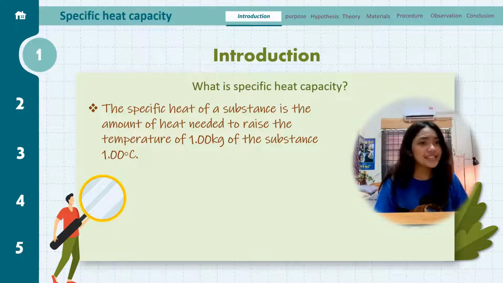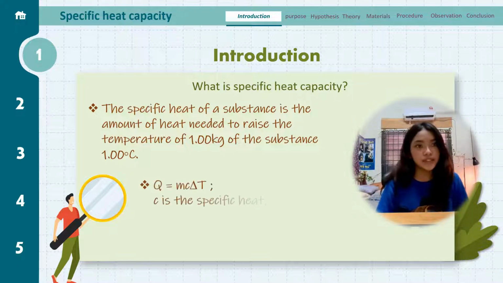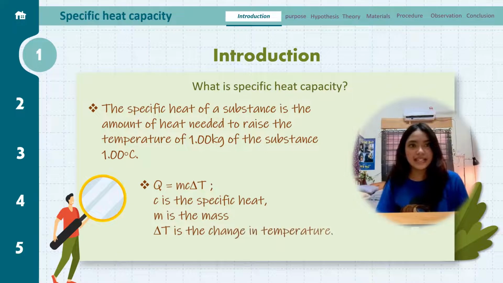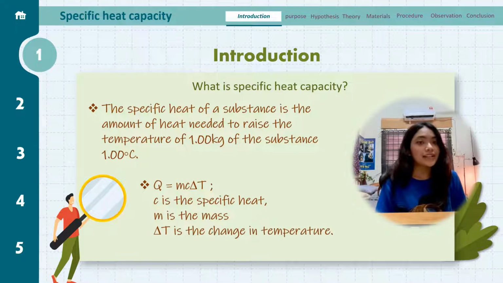In another system of units, the specific heat of water has the value of 1 calorie per gram degree Celsius. The amount of heat Q gained or lost by a substance is Q equals mcΔT, where c is the specific heat, m is the mass, and ΔT is the change in temperature.